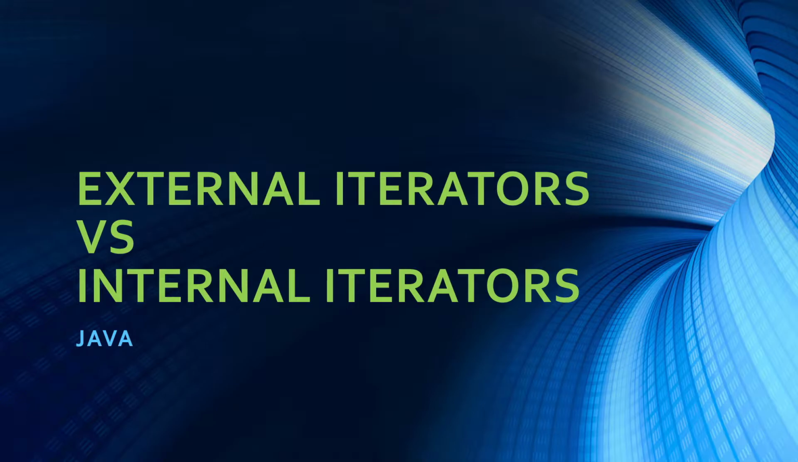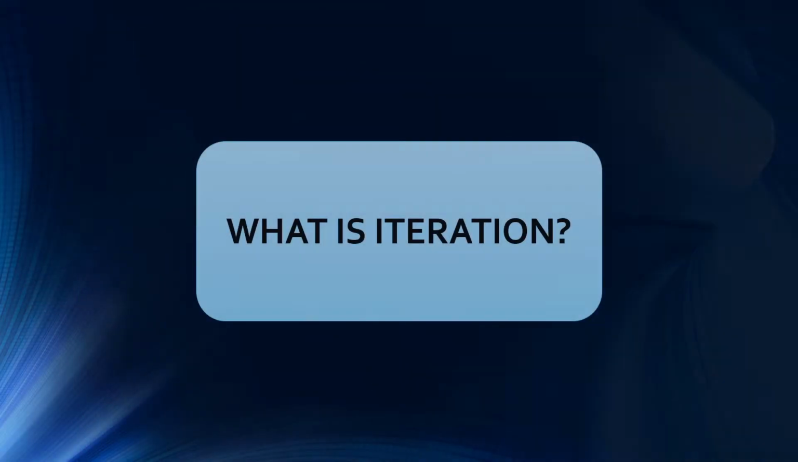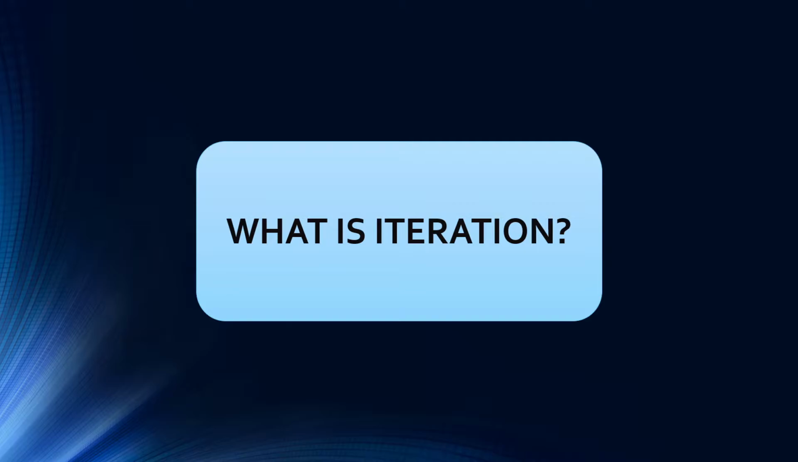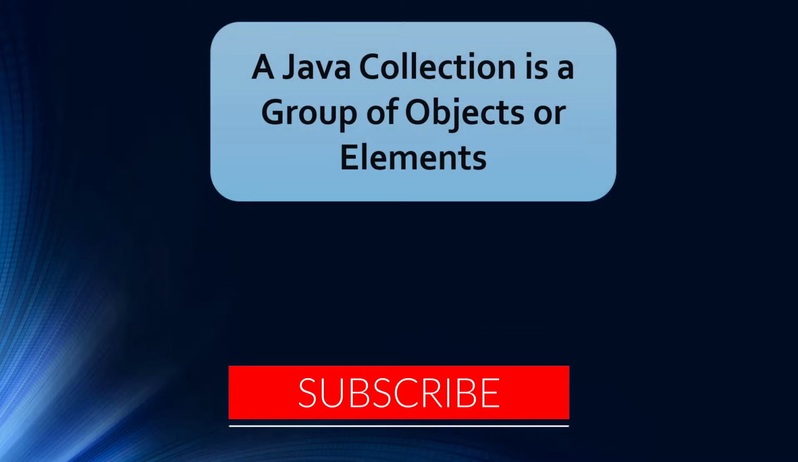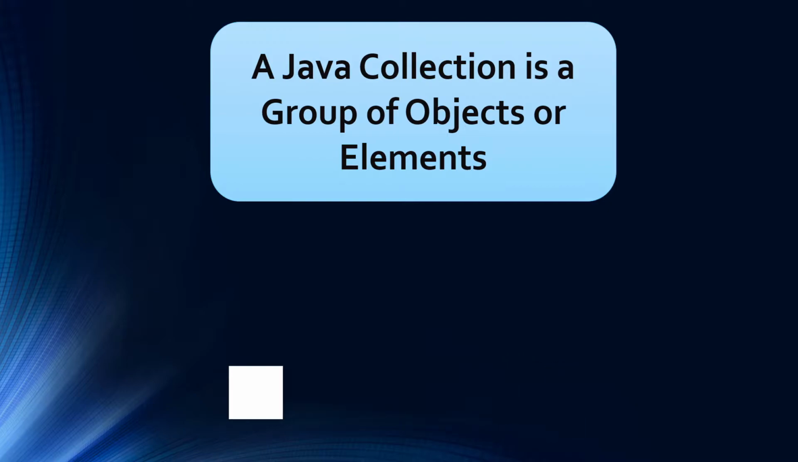So in today's video, we will be understanding the difference between external and internal iteration in Java. But before we jump into the difference, we should know what is meant by iteration. And in order to understand iteration, we should know what we iterate upon or loop upon. So here we are discussing iterating a Java collection. In simple words, a Java collection is a group of objects or elements.